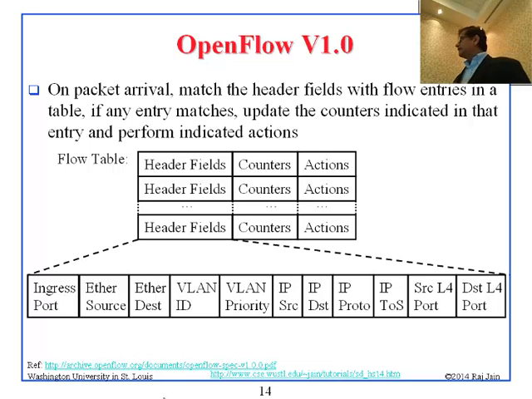Ethernet source, Ethernet destination, VLAN ID, VLAN priority, IP source address, IP destination address, IP protocol type, type of service, TCP port number, layer 4. Remember this morning? Okay, so layer 4 is OSI layer 4, TCP, right, or UDP. Port number, destination port number, and source port number. All of these things you match. If it matches there, then you do the actions and the counters that are indicated.